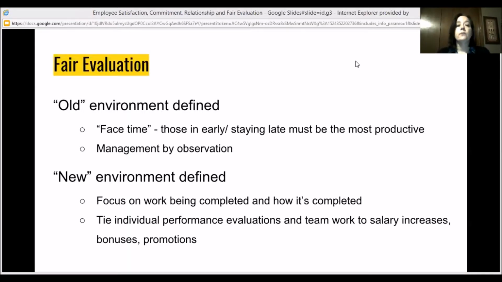Our final topic is fair evaluation. This can be described in two ways. The old environment, in which managers wrote evaluations based on what they observed, and the new environment, which is now coming on because of the virtual employees that are in addition to on-site employees. Now the focus is on the work being completed and how it's completed and the teamwork that's associated with that, and then tying all that information to salary increases, bonuses, and promotions.